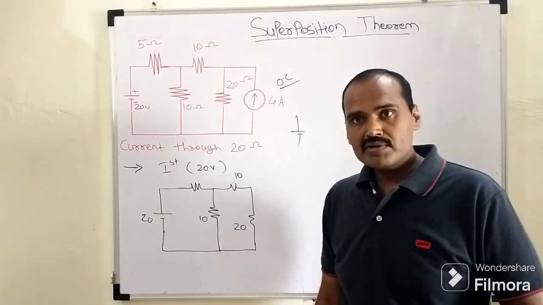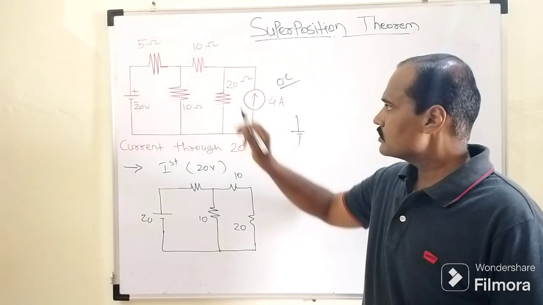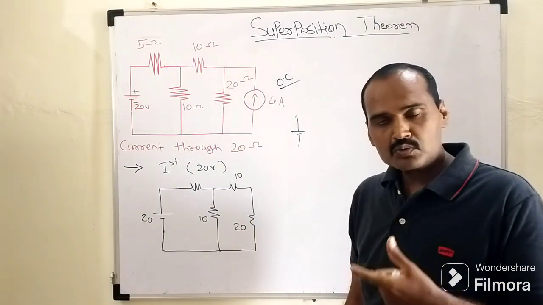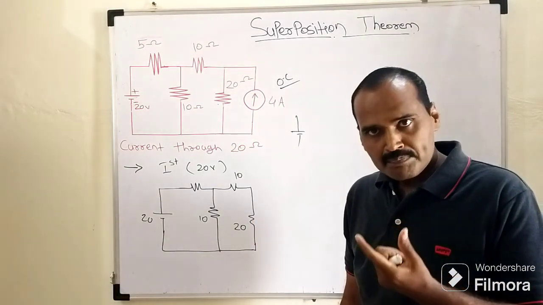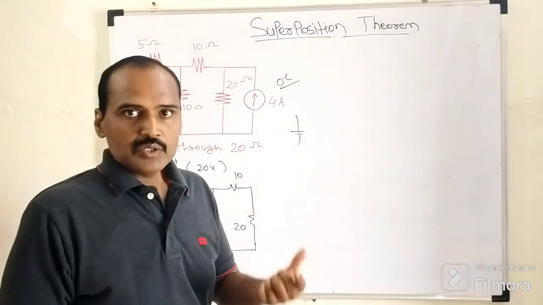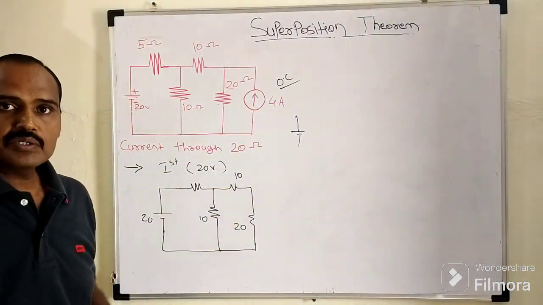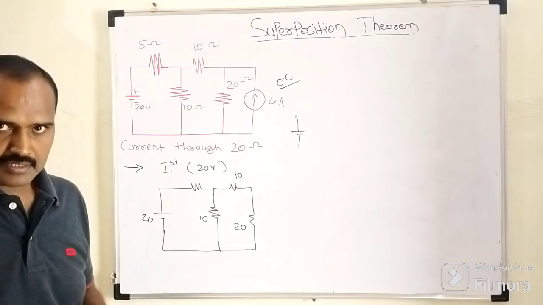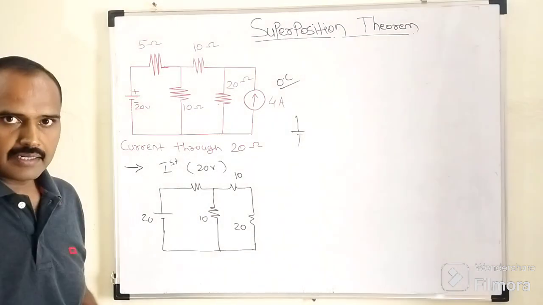Furthermore, our area of interest is to determine the current flowing through this 20 ohm resistor. So according to the superposition theorem, when we are supposed to consider this 20 volt battery, at that time this 4 ampere current source is no more with us. So this is how that circuit will look like, right?